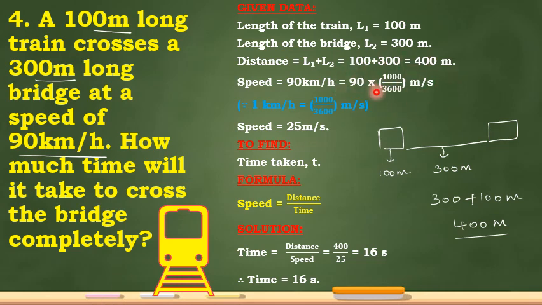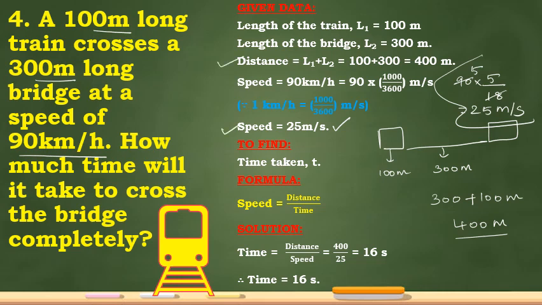So how can you convert? Multiply by 1000 by 3600, or as I told you, you can do it by 90 into 5 by 18 also. Then what do we get? 18 into 5 is 90, so we get 25 meter per second. Have we got the same here? Yes. So as I told you, we can do it by either method. Now you have the speed as 25 meter per second.